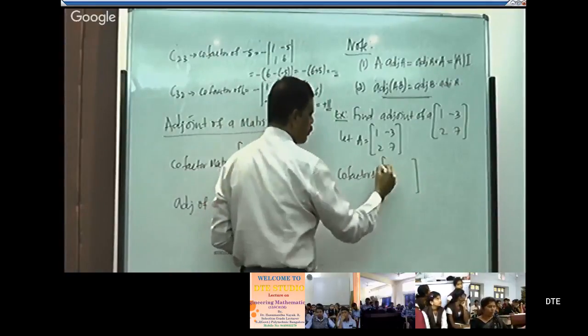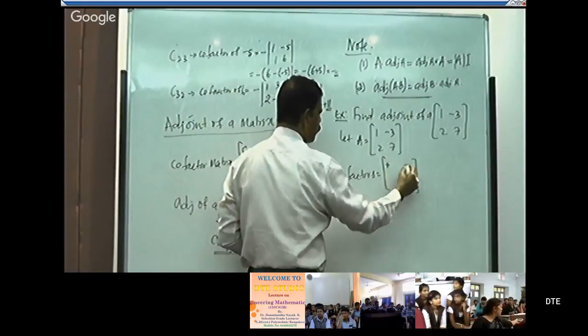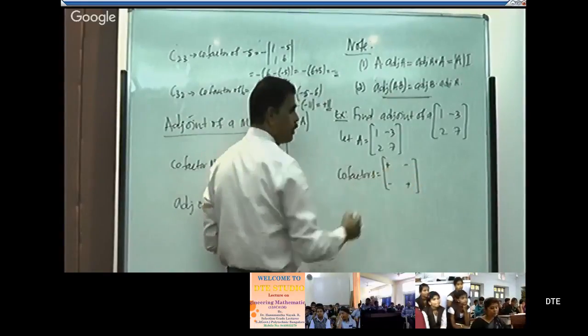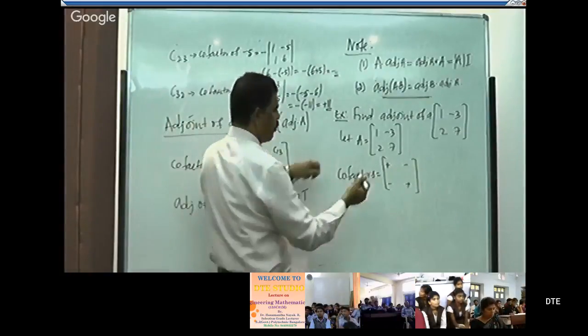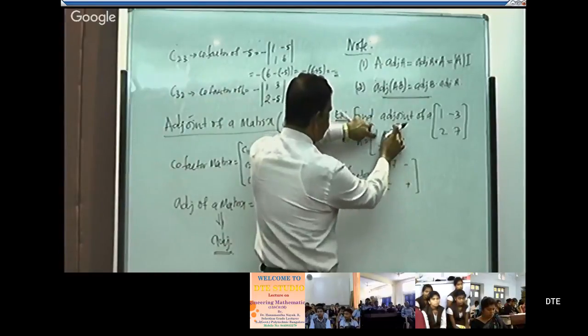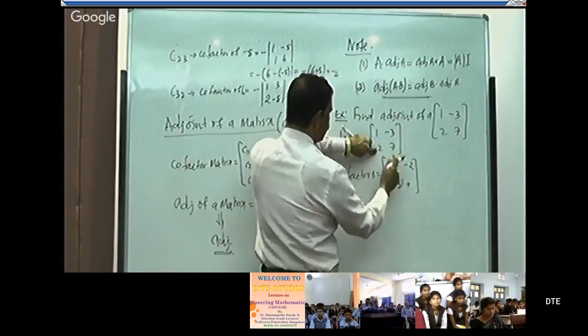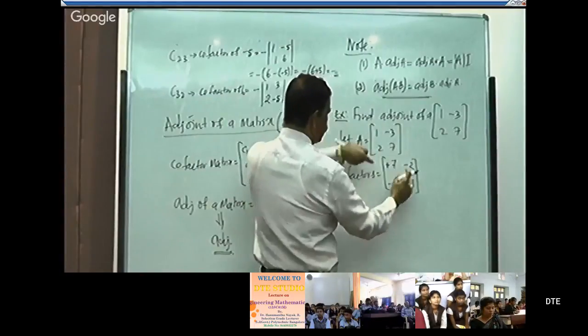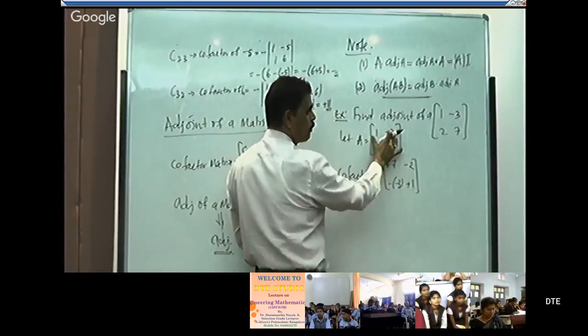So you can use a simple method. First put the standard signs plus, minus, minus, plus. Along with this sign, you write the minors. What is the minor of 1? It is 7. What is the minor of -3? It is 2. Minor of 2 is what? -3. Minor of 7 is what? It is 1. This is the cofactor of all the elements of the given square matrix.